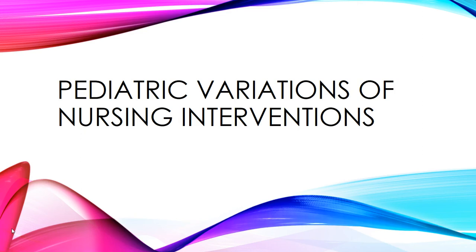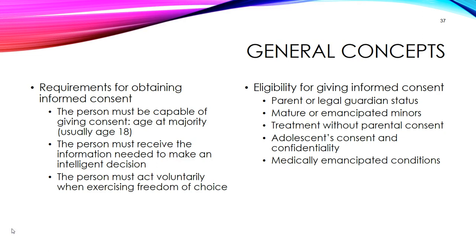So for interventions that we do for pediatric patients, a lot of the things we do are very similar, but there may be a different approach in the way we do things, and we're going to talk about those little bit of differences. So I already talked a little bit about consent. It does vary from state to state, but in the state of Virginia, for emancipated conditions, those psychiatric, substance abuse, as well as sexual related conditions, they can give consent without their parents at the age of 14. And you can't give that information to the parent.